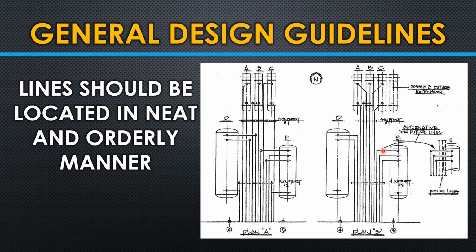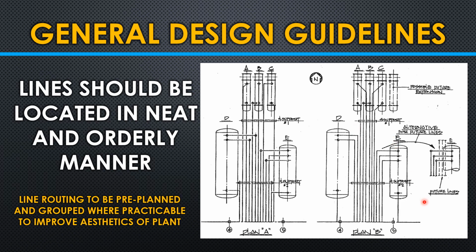But at the same time, if you look over here, these 2 lines are moved to the side of the line so that it can easily make a turn. And if you look at the lines over here, here it is raised and here it is moved to the right so that it is neatly arranged. See, you need to prepare a layout in such a way that it is neatly arranged. So line routing needs to be pre-planned and grouped wherever practicable to improve the aesthetic of the plan. That is very much important. In order to make a neat and orderly layout, you need to pre-plan your activity.